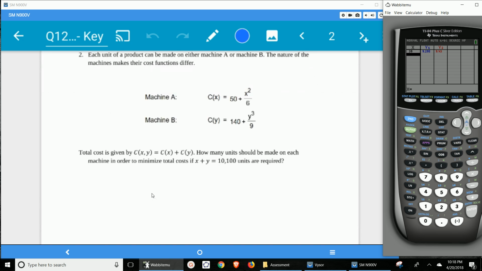Each unit of the product can be made on either machine A or B. The nature of the machine makes their cost functions differ. Total cost is this. How many units should be made on each machine in order to minimize total cost if x plus y is that? Okay, minimize this sum here. Adding these, you're going to get 190 plus 1/6 x squared plus 1/9 y cubed.